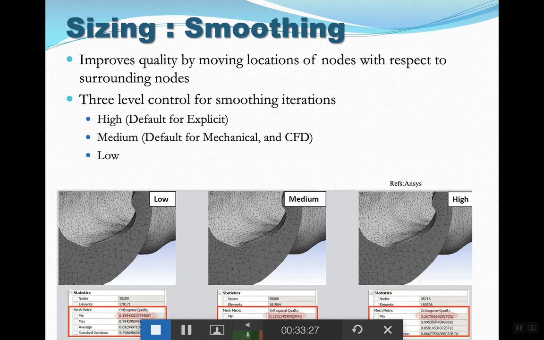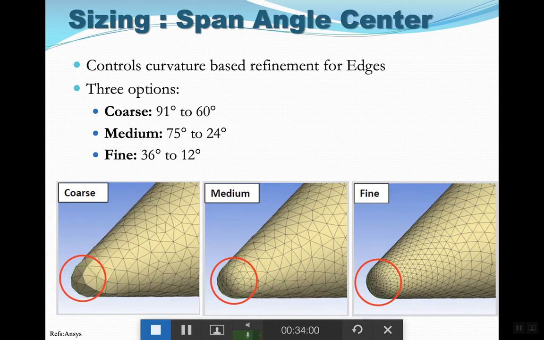Then you have smoothing. Smoothing is applied after the mesh is complete. You have three options: low, medium, and high. After the meshing is complete, the software will go through all the mesh and try to smooth it up, get rid of the weirdly shaped cells, and make the changes between cells smooth, and so forth. This is basically a final touch on your mesh generation process.